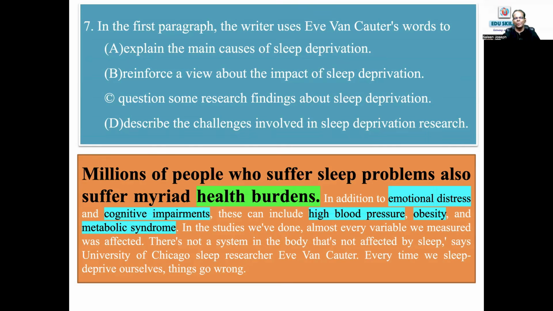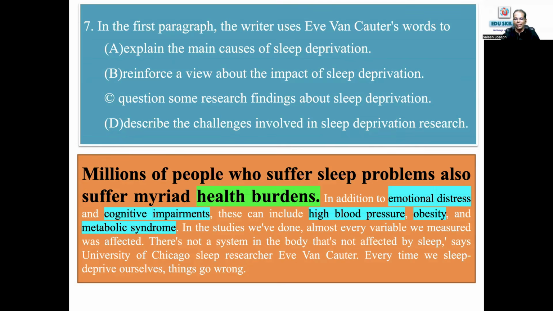Then the whole paragraph speaks about health burdens. Health burden 1, emotional distress. Health burden 2, cognitive impairments. Health burden 3, high blood pressure. Health burden 4, obesity. Health problem 5, metabolic syndrome. That is the supporting sentence. As soon as you say health burdens or health problems, what are the health problems? 1, 2, 3, 4, 5.